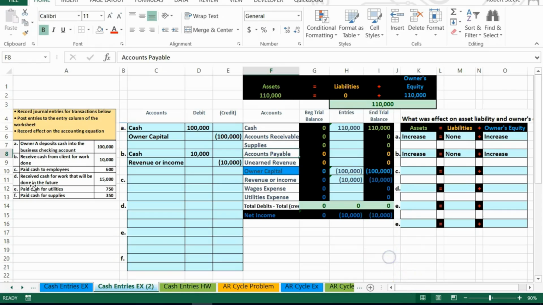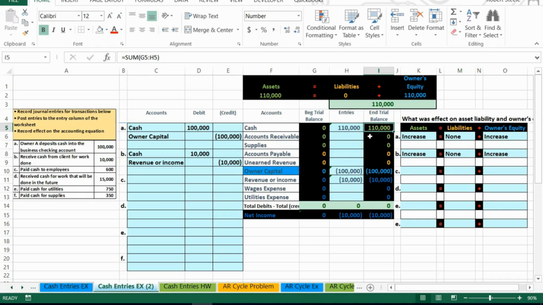So C then says paid cash to employees. So first question, is cash affected? And the answer will be, yeah, we paid cash. Therefore, if we take a look at cash, now that there's something in it, we can see that cash has a debit balance. How do we know? Because it has no brackets around it, unlike the credits which do. So that means that according to this trial balance, this is a debit.